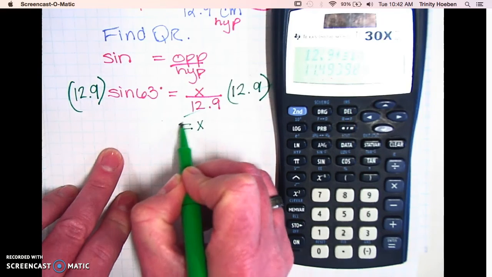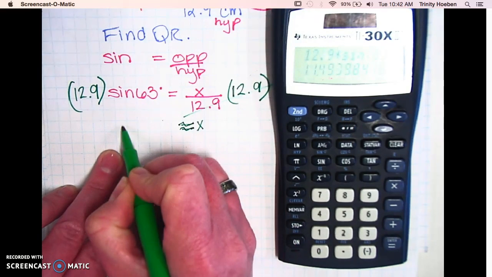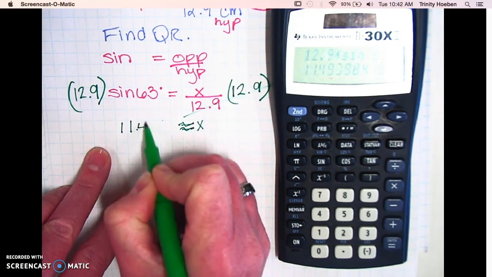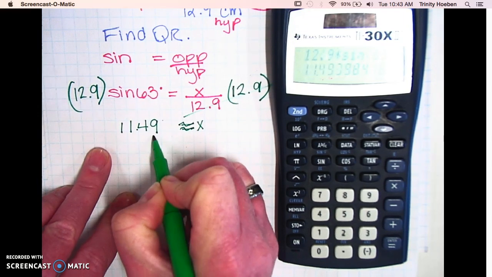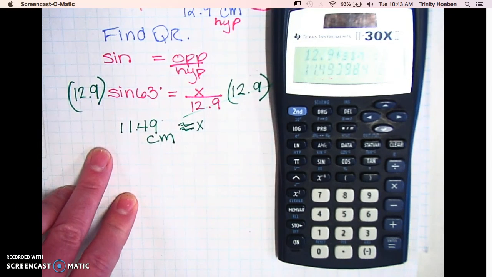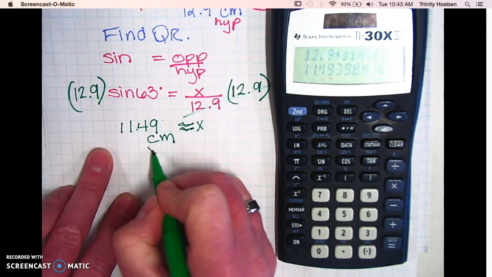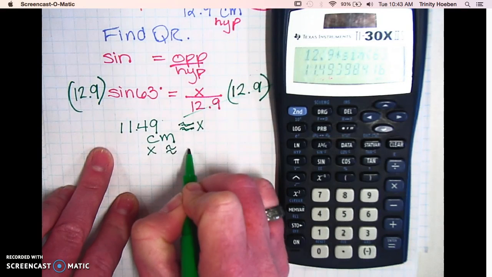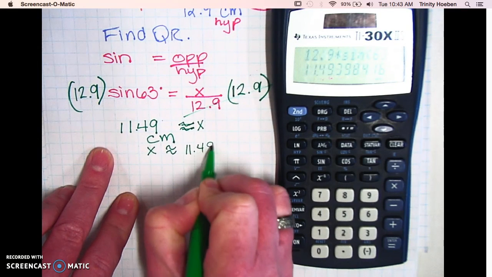So I'm going to change this to a wavy equal sign, right? It's going to be 11.49, and this one is in centimeters. If you want to change that around, you can say X is approximately 11.49 centimeters.